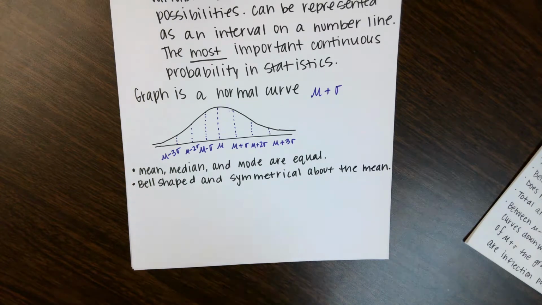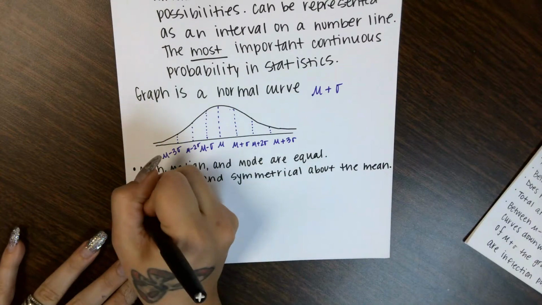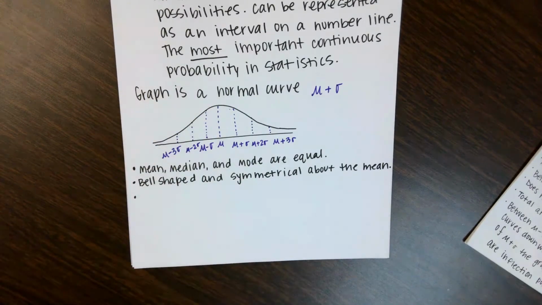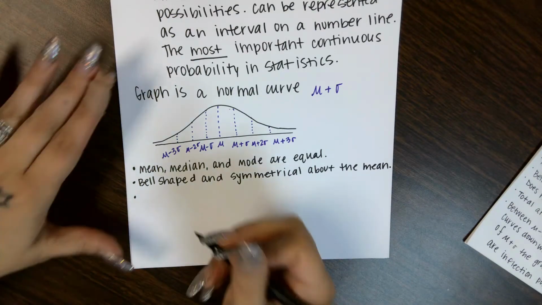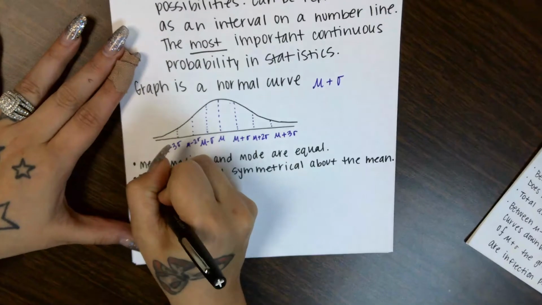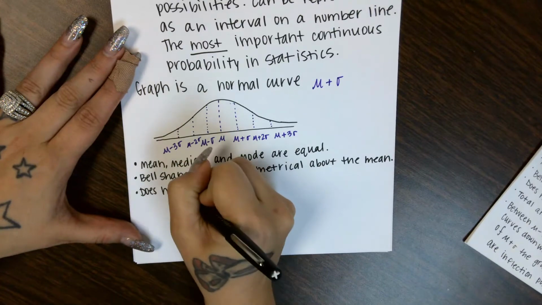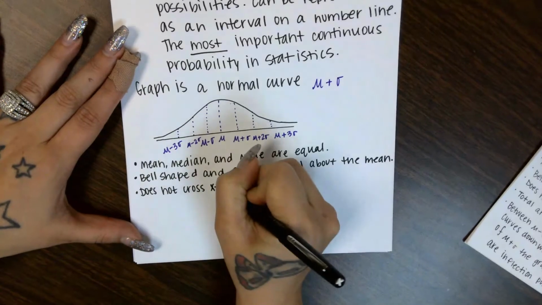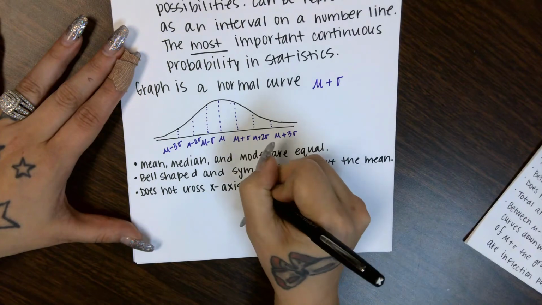It is bell-shaped, and very important here, it does not cross the x-axis. It approaches it. It'll get super, super close to it on both sides, but it will never cross. If you're looking at a curve, or they're asking you, is this a normal curve, and it crosses the x-axis, you would immediately say no, because it can't cross it. It approaches it, but it never touches it. Okay, so it does not cross the x-axis. It only approaches it.